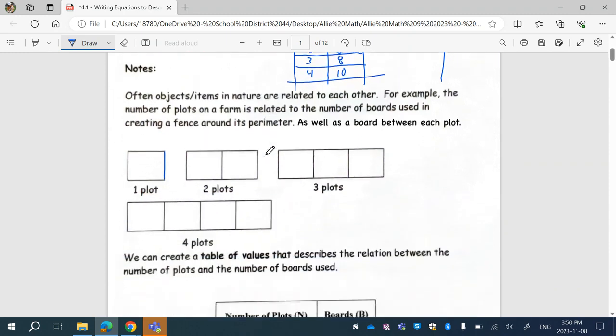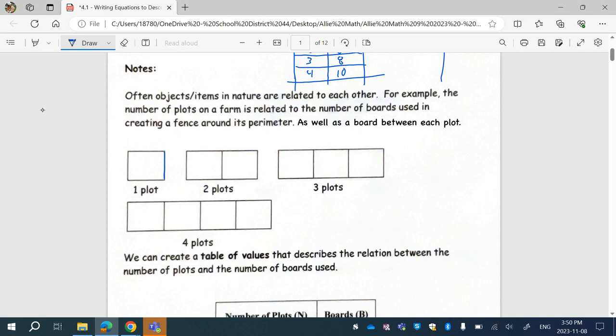So let's do that. Notes: often objects or items in nature are related to each other. So for example, the number of plots on a farm is related to the number of boards used in creating a fence around its perimeter. So as well as a board between each plot. So as you have it around, you would also have them in between the plots.